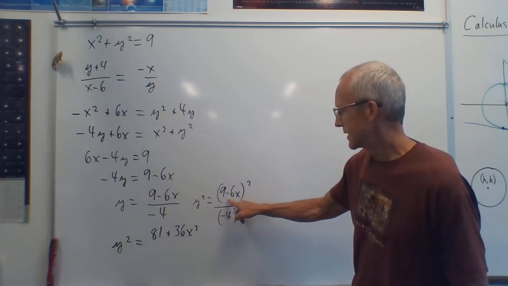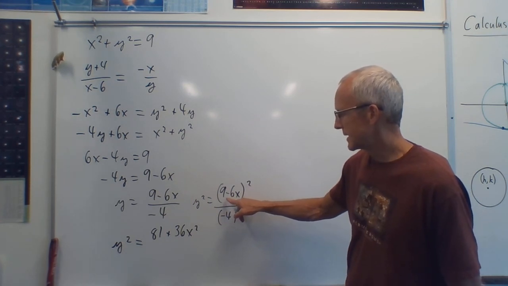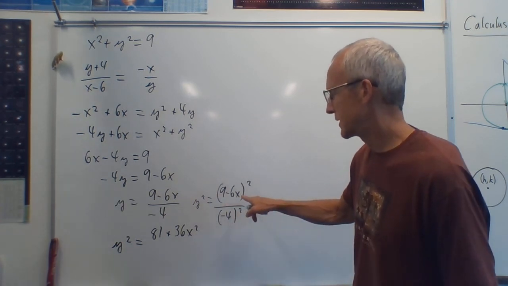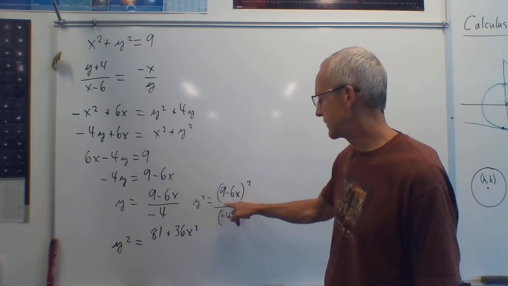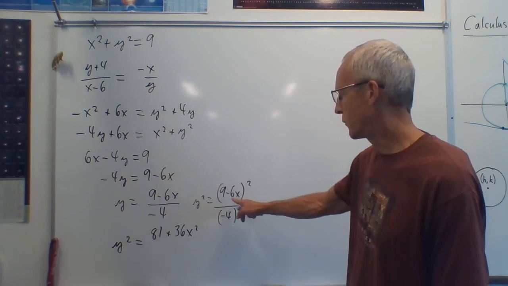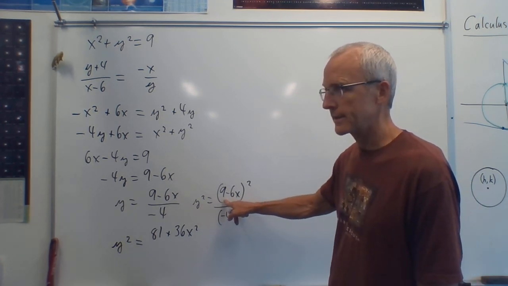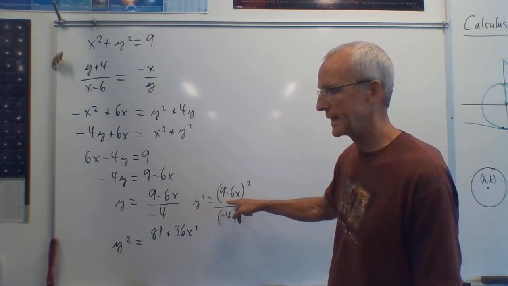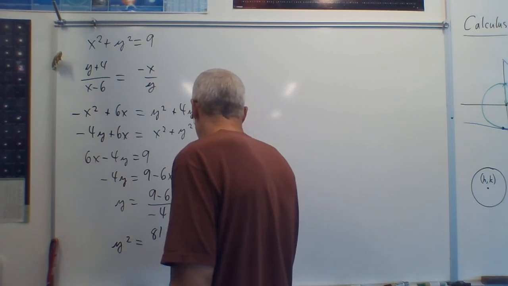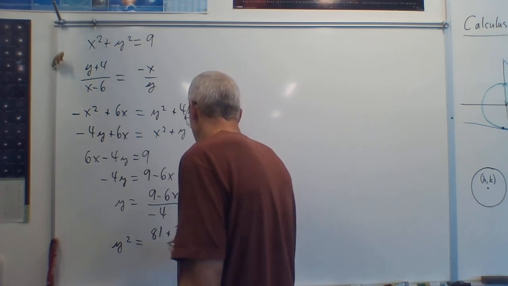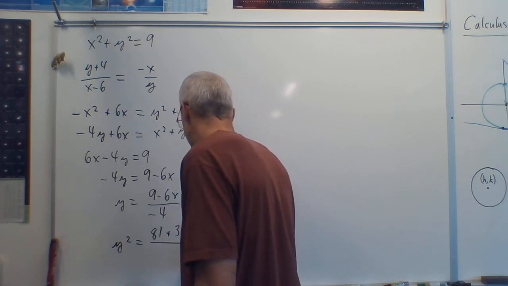So negative. So let's see. 6 times 9 is 54. 54x. Right, 6 times 9 is 54. 2 times them multiplied together is 108, and it's negative. So minus 108x, and all of that is over 16.